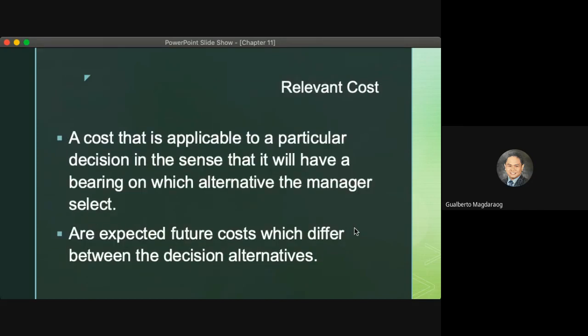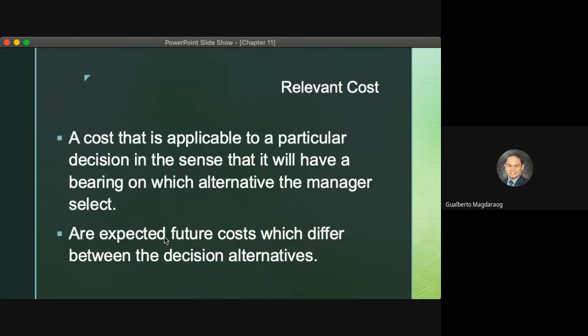So, what are relevant costs? A cost that is applicable to a particular decision in the sense that it will have a bearing on which alternative the manager selects. These are expected future costs which differ between the decision alternatives. So, yung dalawang characteristics ng relevant cost is they are future cost and they create a difference between alternatives.